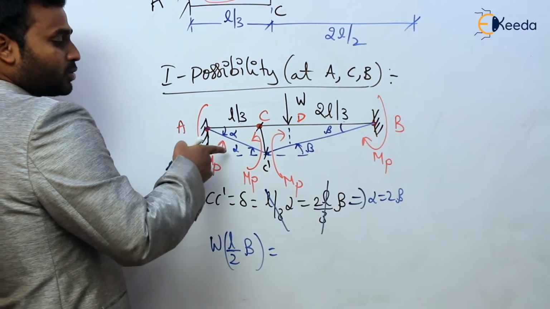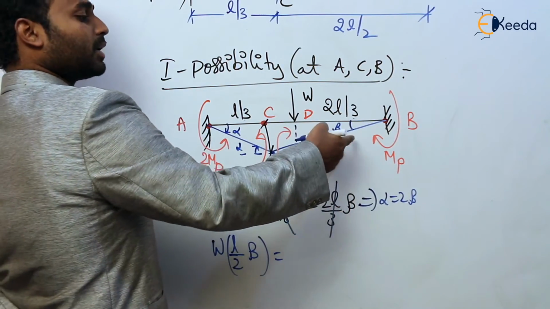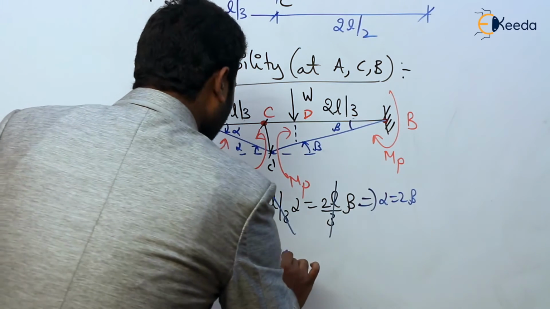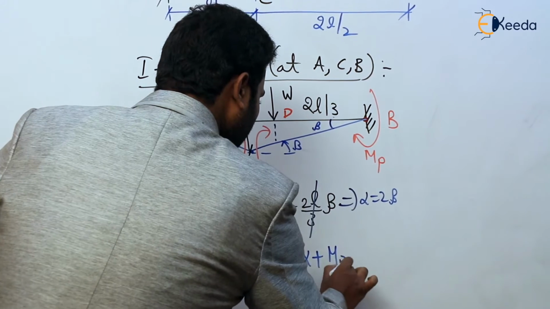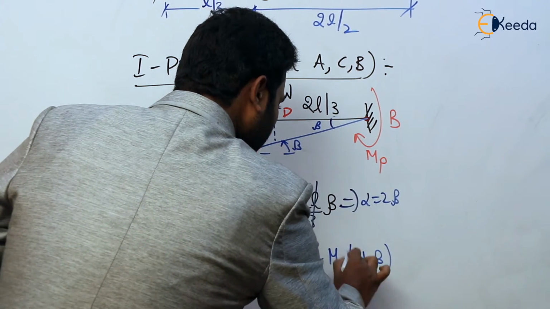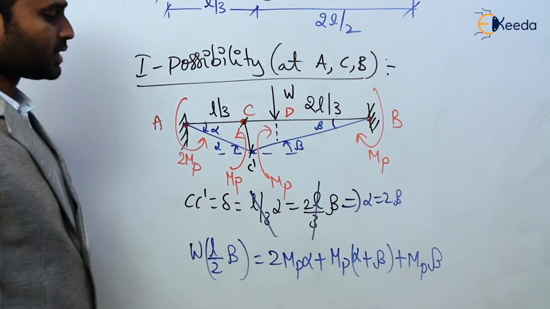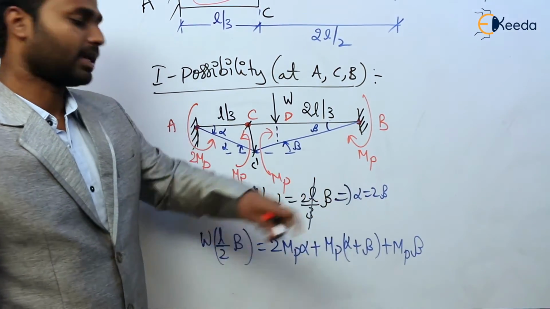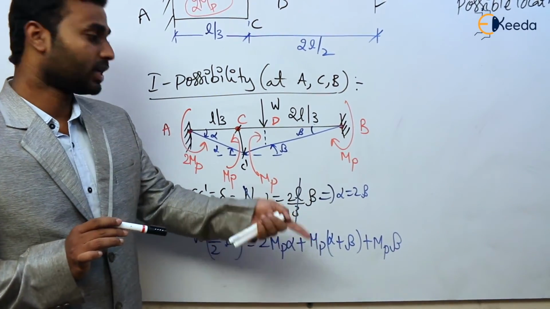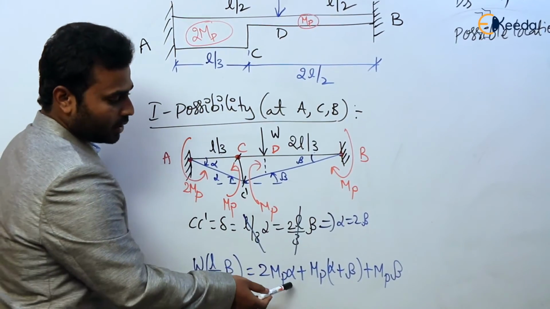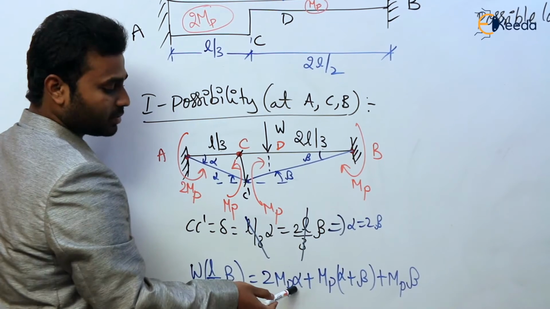So here 2mp tries to make this alpha 0, and here mp tries to make this alpha and beta 0, and here mp tries to make this beta 0. So now 2mp alpha plus mp alpha plus beta plus mp beta. Now convert alpha in terms of beta. Wherever alpha is there, in all the locations write beta. Here alpha is equal to 2 beta, so in terms of alpha write 2 beta.